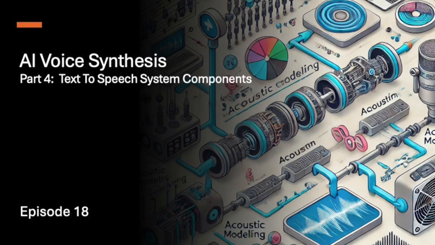So as we wrap up this episode of AI Podcast, let's do a quick recap for our listeners. We started with text, prepped it for the computer to understand with text processing, created a detailed sound blueprint with acoustic modeling, and finally used the vocoder to transform that blueprint into the audio we hear. Exactly. It's a fascinating journey from text to speech, and we've explored every step along the way.